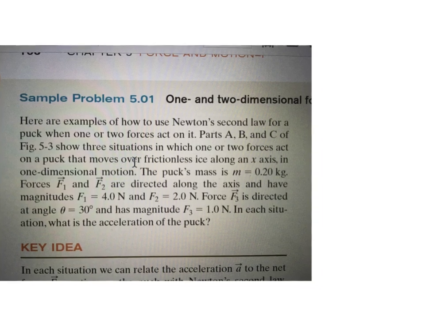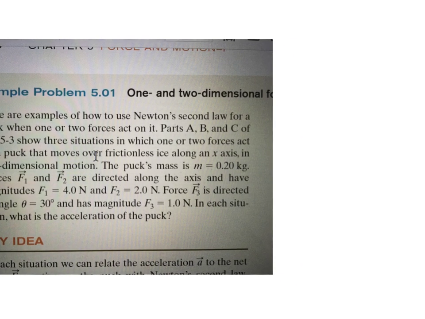Let me give you a quick diagram so you can see what I'm referring to. So here's the first diagram. In figure 1, we've got only a force acting on a puck. Okay, that's the entire diagram for figure number 1. The problem says, determine the acceleration of the object. So I start by drawing a free body diagram.